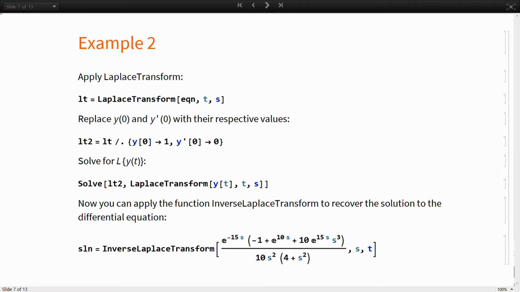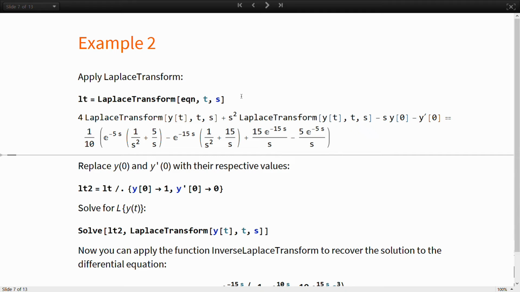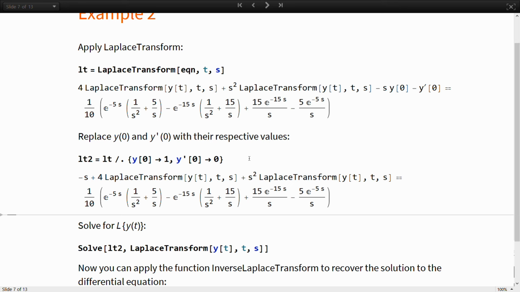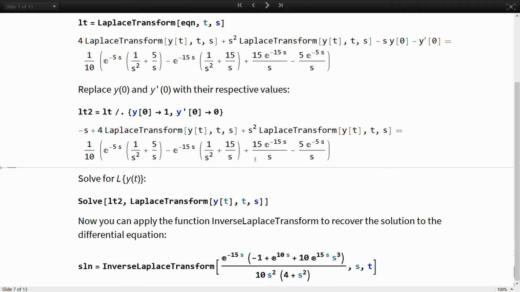Now that we have the equation defined, apply the Laplace transform to the entire differential equation. We can see that terms involving the initial value of the solution and its first derivative at t equals 0 are present in the Laplace transform of the differential equation. Therefore, we can substitute the numerical values for the initial conditions that are given in the statement of the problem.